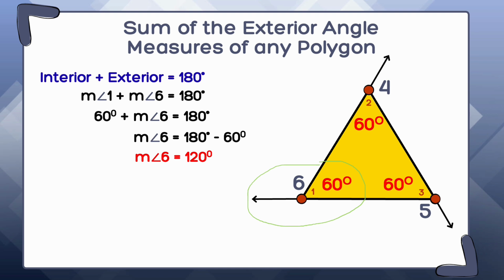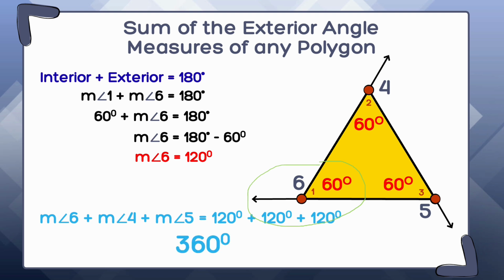At dahil equilateral triangle ito, pareho rin ang sukat ng dalawa pang exterior angles. Each is also 120 degrees. Now, let's add them all. 120 degrees plus 120 degrees plus 120 degrees equals 360 degrees. So the sum of the exterior angles of a triangle is 360 degrees. Let us check if this is also true for other polygons.